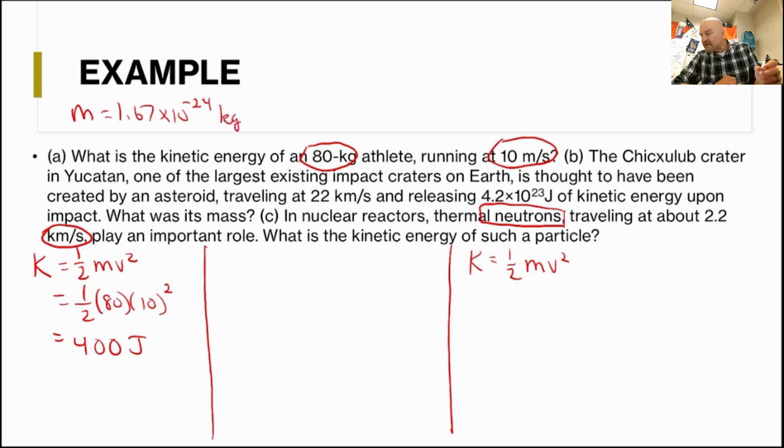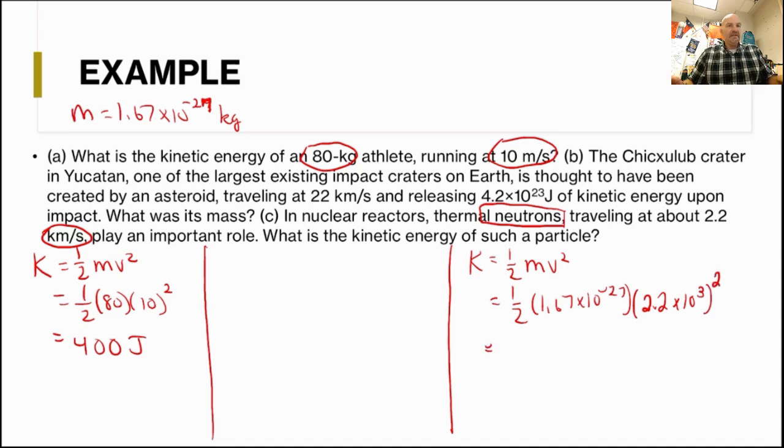kilograms. Actually, I think it's 27. Let me get my formula sheet real quick. Yes, it is to the 27th. I should know that. So we're going to do 1/2 times 1.67 times 10 to the negative 27, and then convert that kilometers per second to meters per second. I'm just going to need to double check my math. Let me grab a calculator.